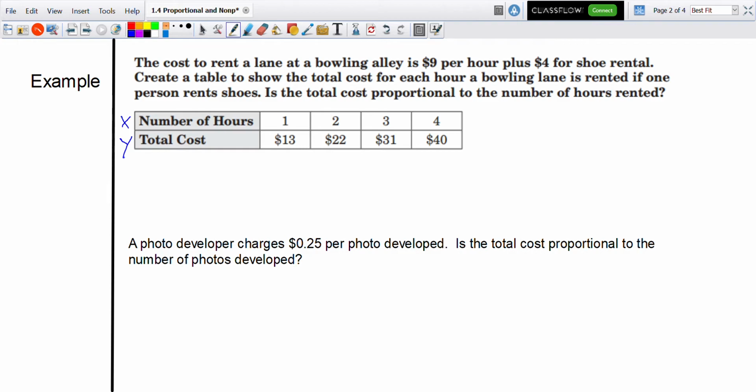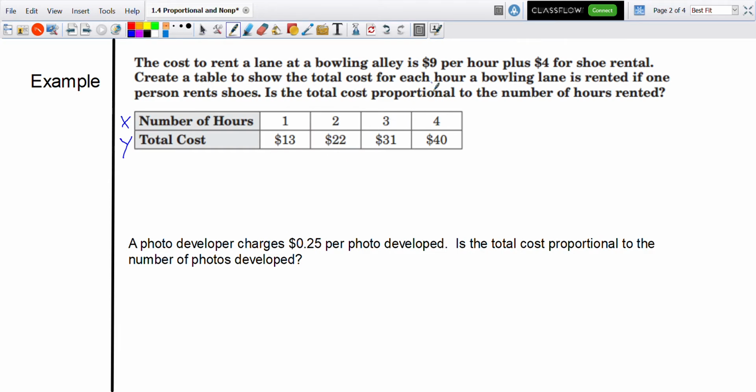If I went to the bowling alley for 1 hour, it'd be $9 for the hour plus $4 for the shoes. That's why you see a $13 here, right? This is $9 for the hours plus $4 for the shoes. 2 hours would be 2 hours at $9 per hour is $18 for the time, right? 2 times 9 is $18 for the time, plus $4 for the shoes is $22.